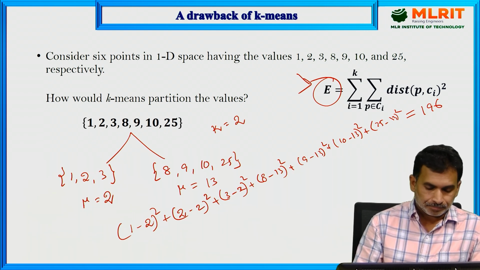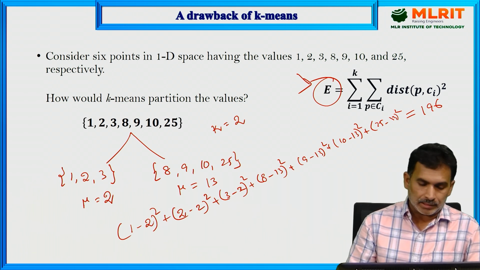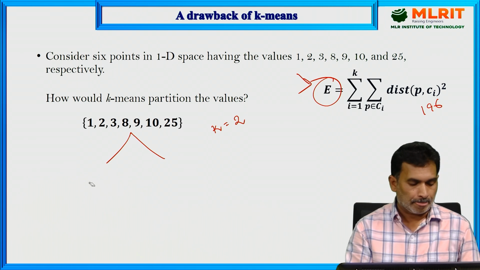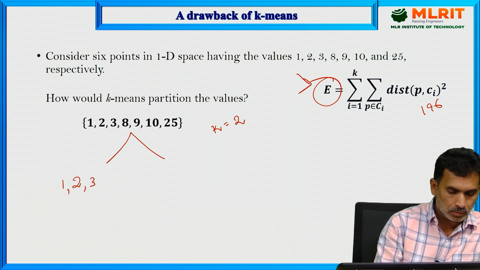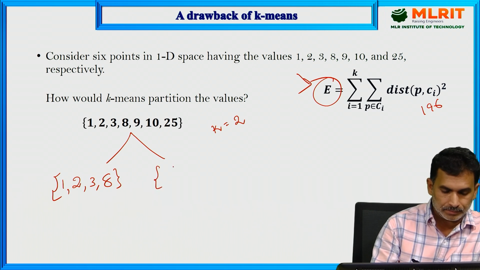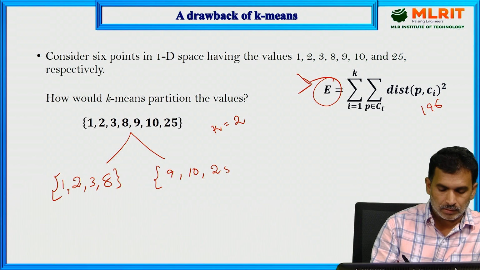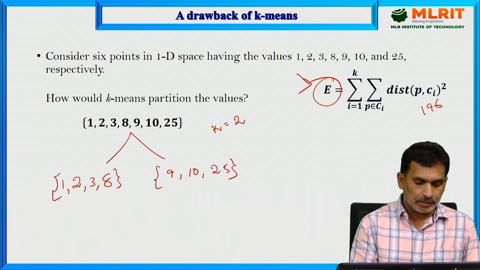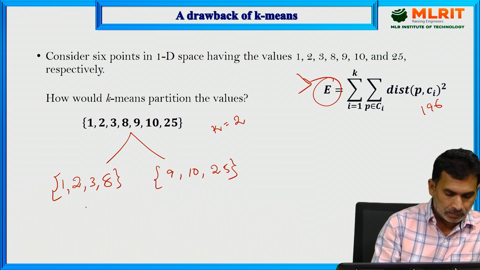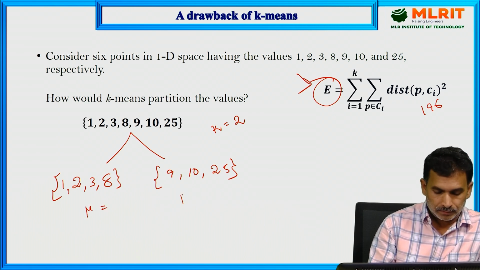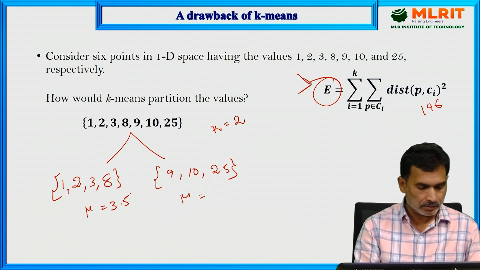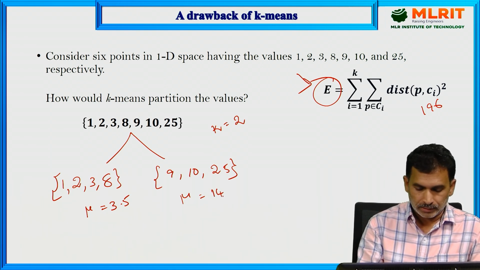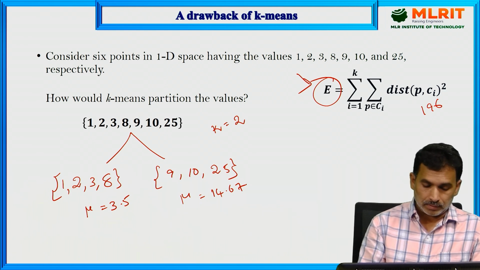So next, let us consider another partition of clusters. Let us say one cluster is 1, 2, 3, 8, and another partition, the cluster, is 9, 10, 25. Now again we have to calculate the mean value mu for this cluster also. So 3.5 is the mean for this cluster or partition, and 14.67 is the mean of this cluster.